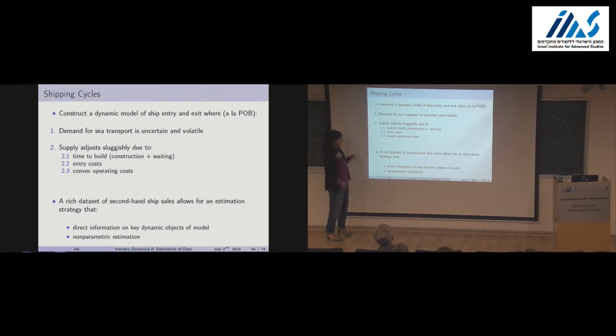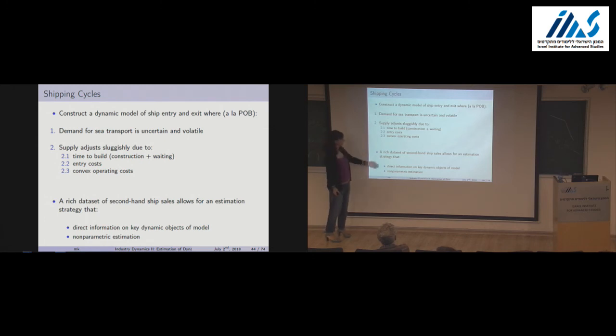Okay? And then what's going to be a little different from the standard methods that we just saw is that basically I will have a data set of second-hand ship sales, which is going to give me the prices at which ship owners are selling the ships to each other. And these prices, I'm basically going to use them to get a direct insight onto the value functions. Because these prices are going to act as a measure of what your expected discounted stream of profits are forever into the future.